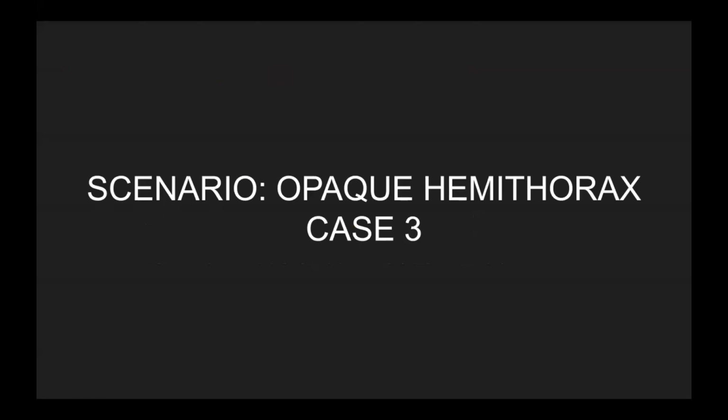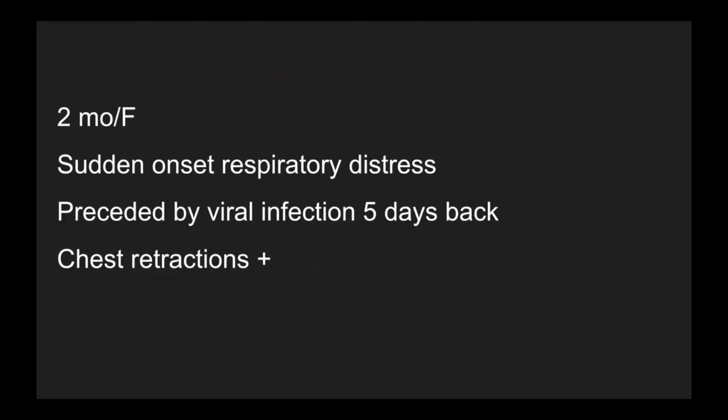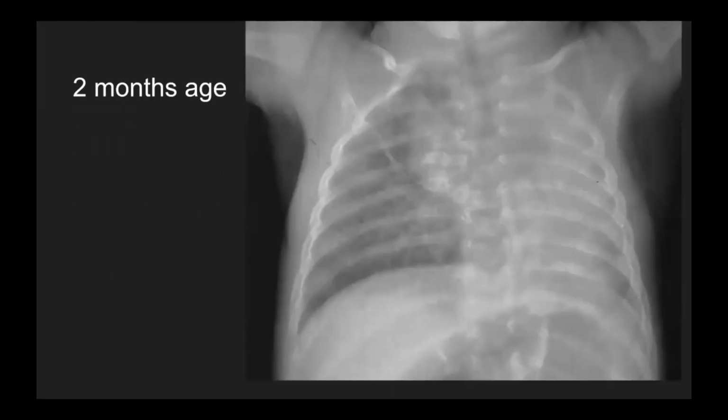Now, a third case scenario of opaque hemithorax in a child. The child is very small, probably the smallest in today's discussion. The child is only two months old, and she had a sudden onset of respiratory distress, which was preceded by viral infection. The child was visibly tachypneic with chest retractions. So when the child presented, this is the chest radiograph. Here again, what we see is an opaque hemithorax, left opaque hemithorax with ipsilateral mediastinal shift.